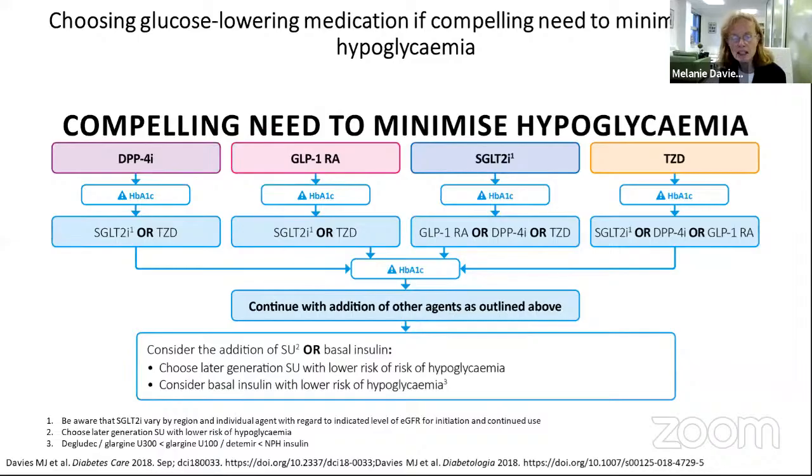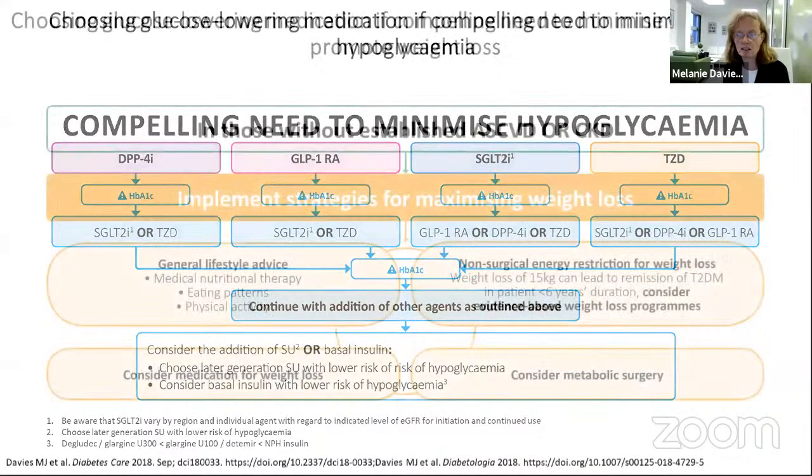And that we choose glucose lowering agents that, when added to metformin, have the lowest risk of hypoglycemia. Essentially, the DPP-4 inhibitors, the GLP-1 receptor analogs, the SGLT2s, and the TZDs all have a very low risk of hypoglycemia. Obviously, they differ in cost, whether they're injectable or oral, or whether they are weight neutral or weight losing or weight gaining. But if the hypos are the predominant factor, then these are the agents added to metformin that have the lowest risk.